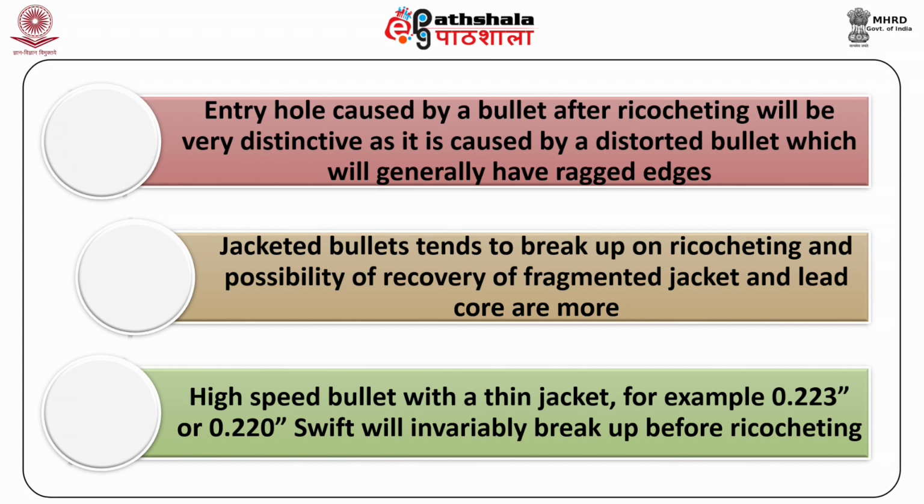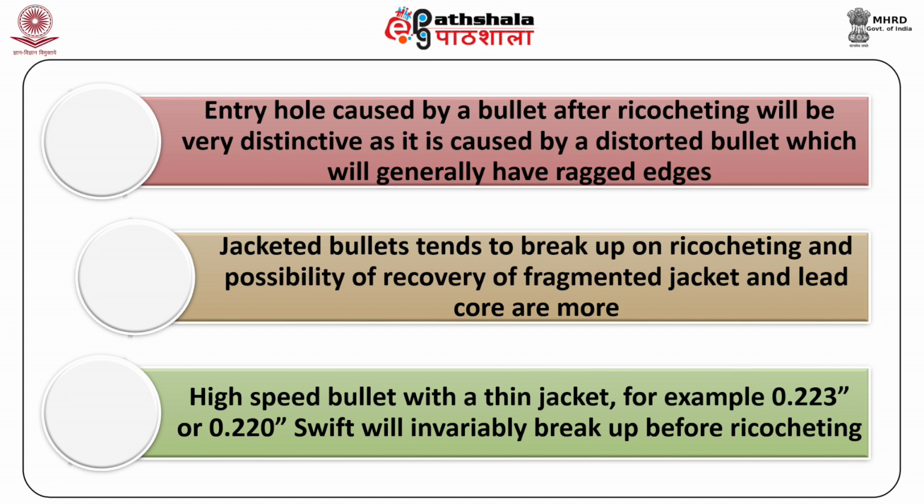The entry hole caused by a bullet after ricocheting will be very distinctive, as it is caused by a distorted bullet which will generally have ragged edges. After it enters the body, the bullet, due to its inherent unstable condition, tumbles end over end and would leave a large and irregular channel.